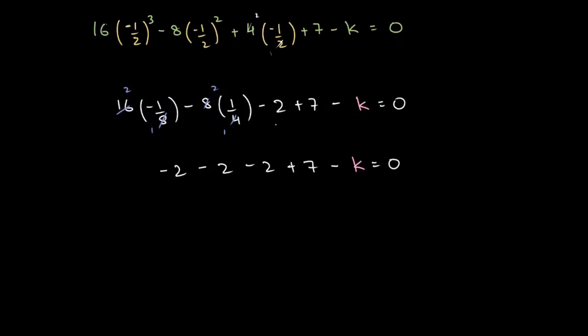There we have it. We almost have the value now. So minus 2 minus 2 minus 2 is minus 6, plus 7 is 1. So 1 minus k is equal to 0. Rearrange this equation and you'll get k is equal to 1.